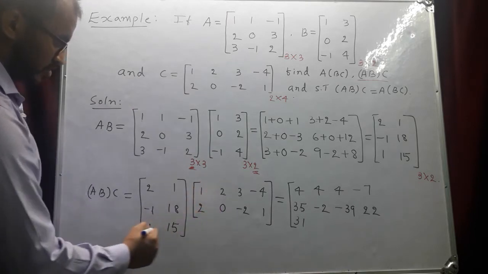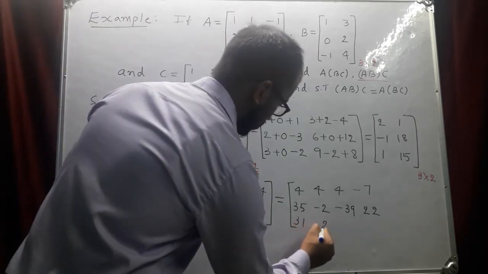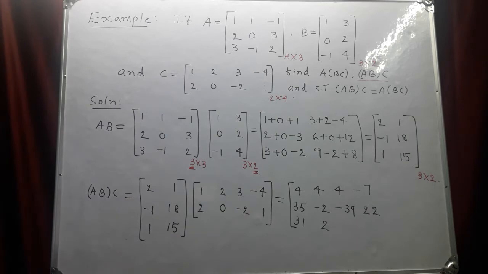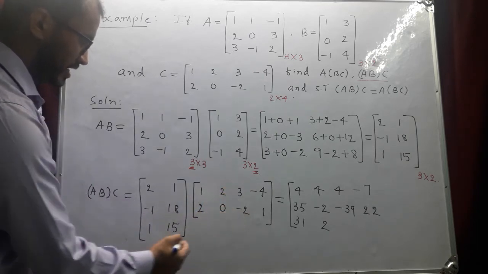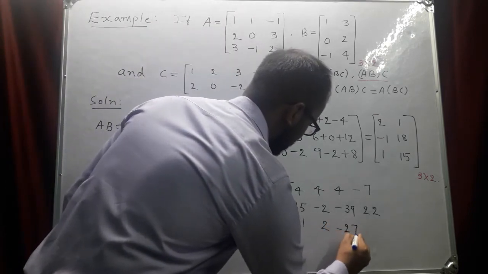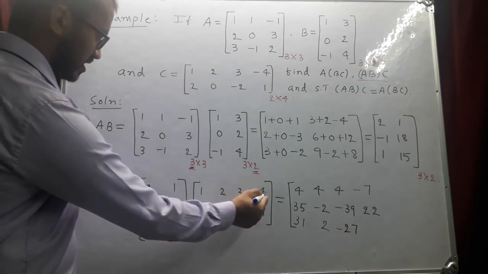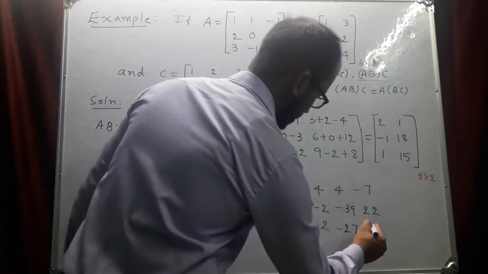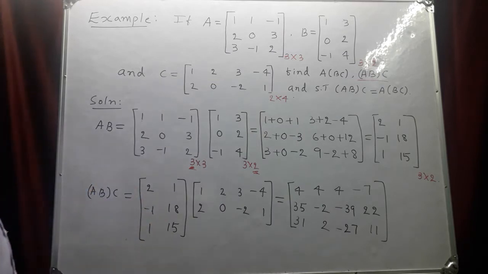Third row, second column, 1 into 2 plus 15 into 0, we get 2. Third row, third column, 3 minus 30, so we get minus 27. Third row, fourth column, minus 4 plus 15, that is 11. So this is the value of AB into C.